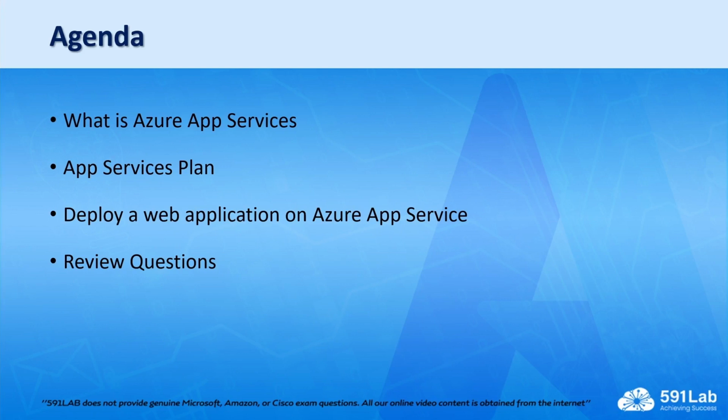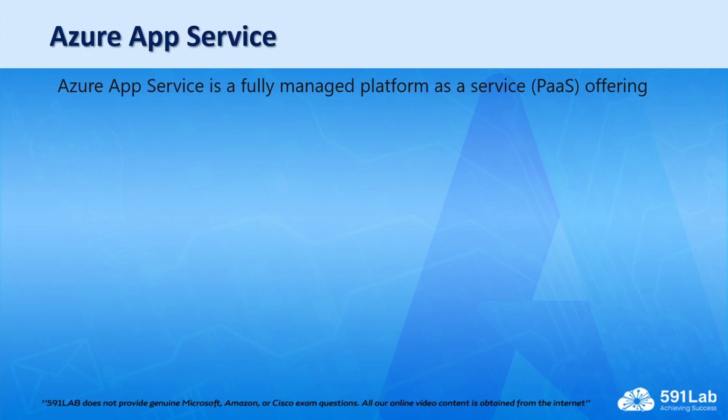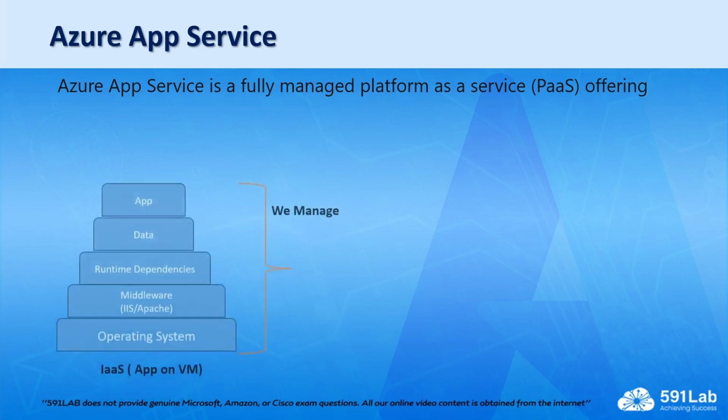So the first question is, what is Azure App Service? Azure App Service is a fully managed platform as a service offering by Microsoft Azure. It is used to host web applications. Before we understand how it is useful for applications and how it works, we need to understand how app hosting works in the IaaS model. So let's have a look at this structure.